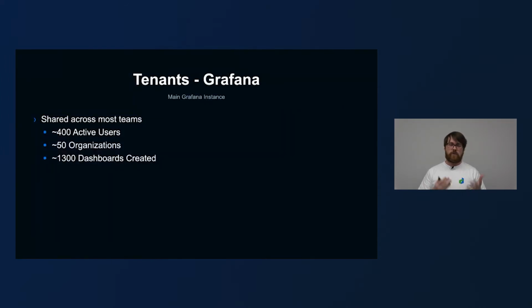So now we have to start thinking about our multiple tenants, because we have many different people using our monitoring system, and it's shared across many different teams. In our current largest Grafana instance, we have about 400 active users, and this would be active users over the past month. In this instance, we have divided up into about 50 different organizations, or 50 different teams, using this instance. And across these orgs and users, we have about 1,300 dashboards to look at different metrics that different users have created.